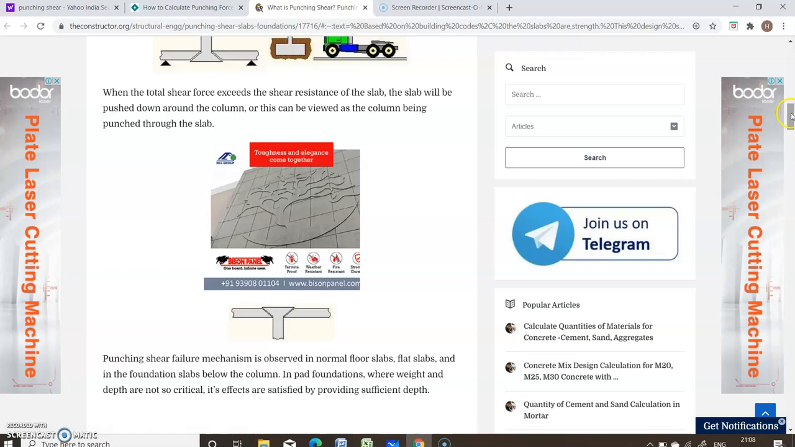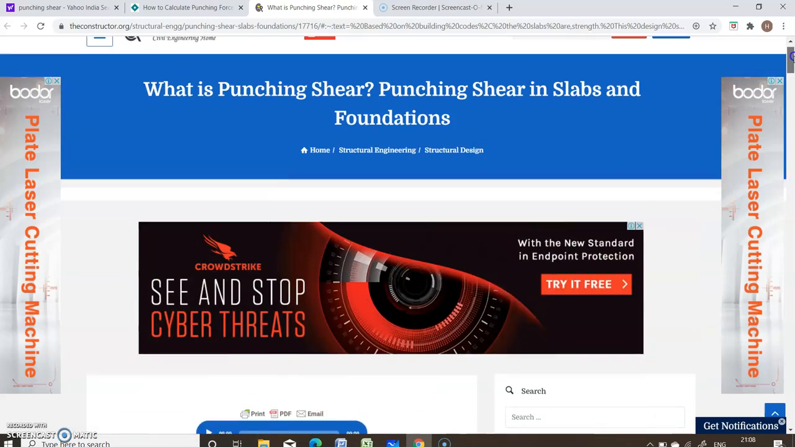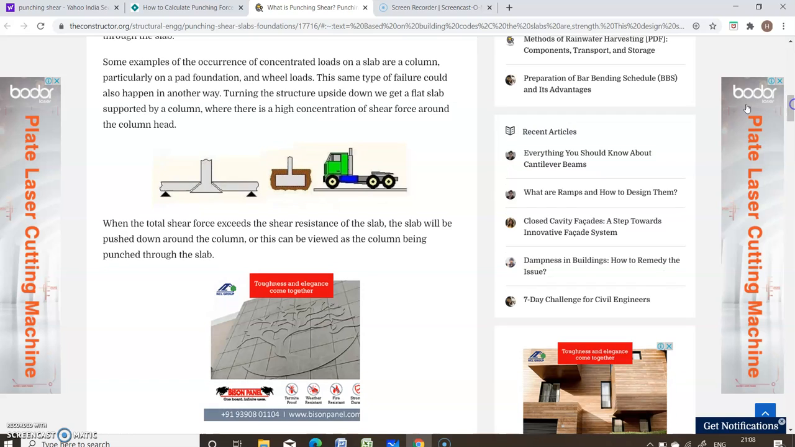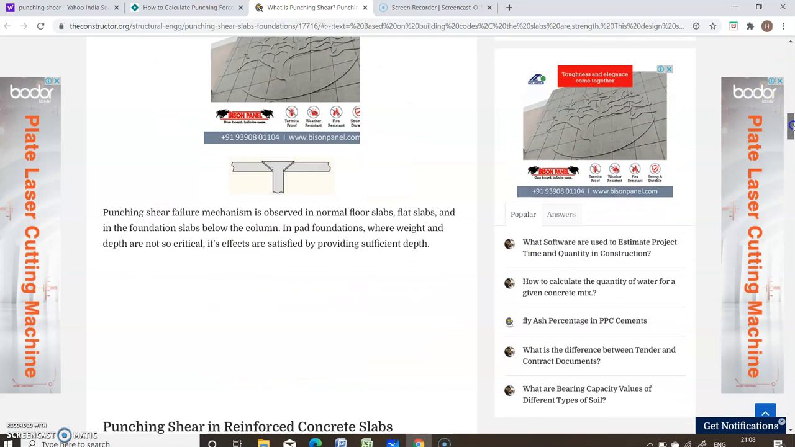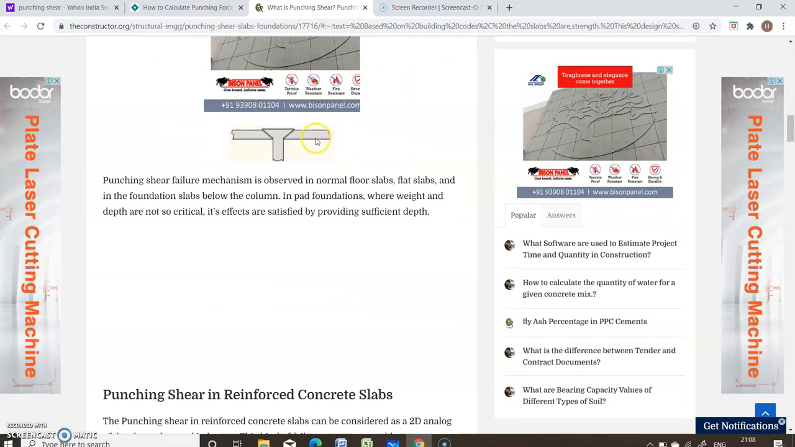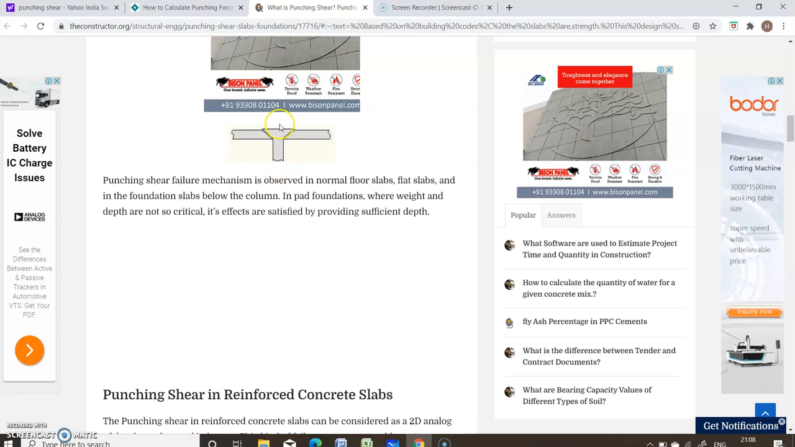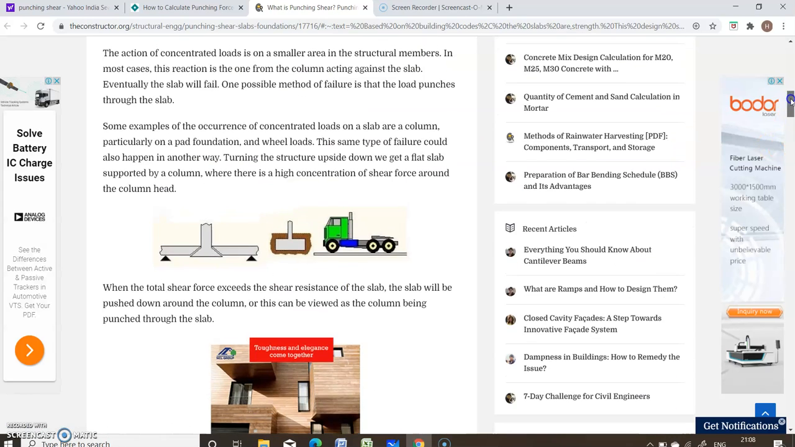The punching shear will occur when there is a concentrated load acting on a column which is supporting a floor slab, or it may occur in pad footings, or in wheel loads acting on bridge slabs, or in a column supporting the roof slab. This column may punch through the roof slab, or this column may punch through the floor slab. These are some cases of punching shear failure.